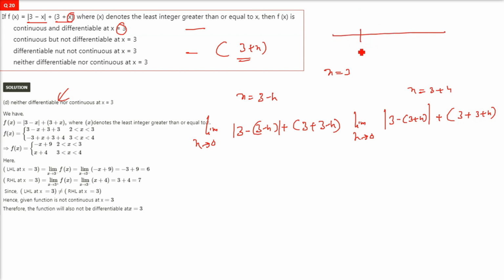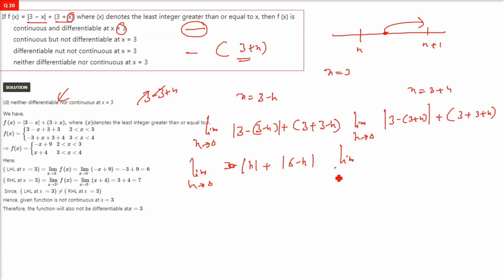Please remember, in the greatest integer function, whichever number is between n and n plus 1, you'll always get n. But when it is greater than or equal to, that means the least integer, you'll always get n plus 1. So this 3 minus h will be what? 3 minus 3 plus h, 3 gets cancelled, you have h here. So modulus of h plus 6 minus h. And you can put a square bracket or a round bracket. On the right you get limit h tends to 0, 3 minus 3 plus h. So you get negative h modulus. And you have this 3 plus h. So 6 plus h you'll get.